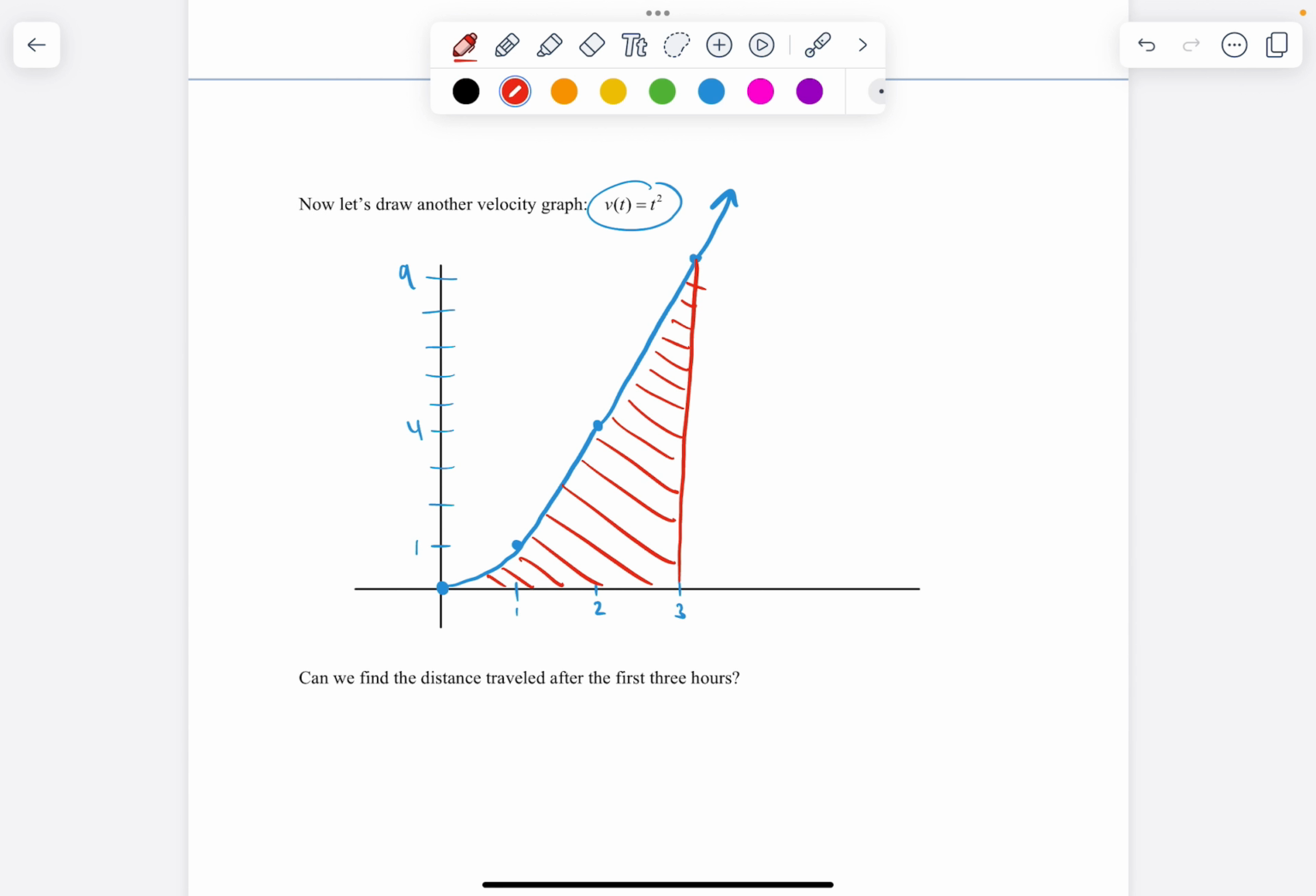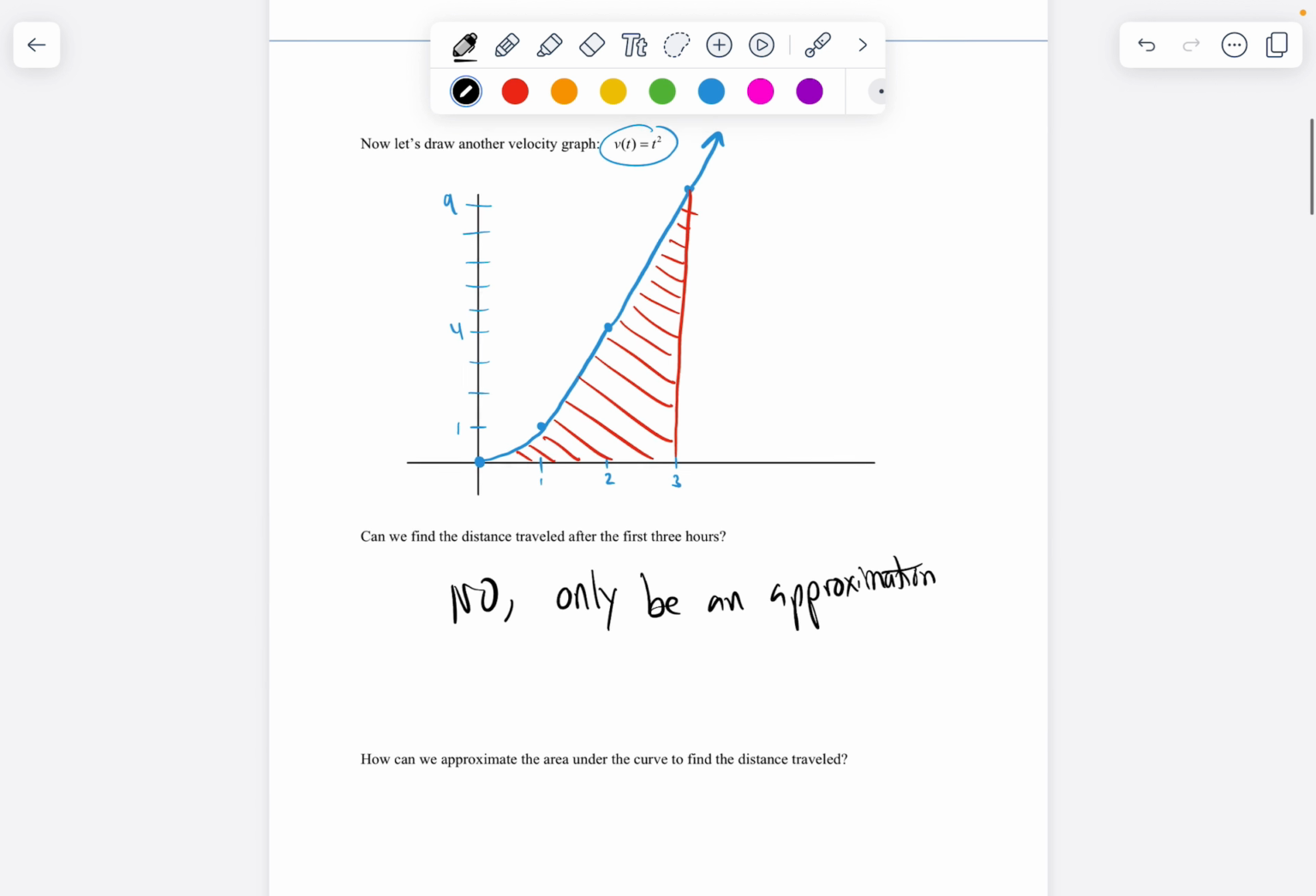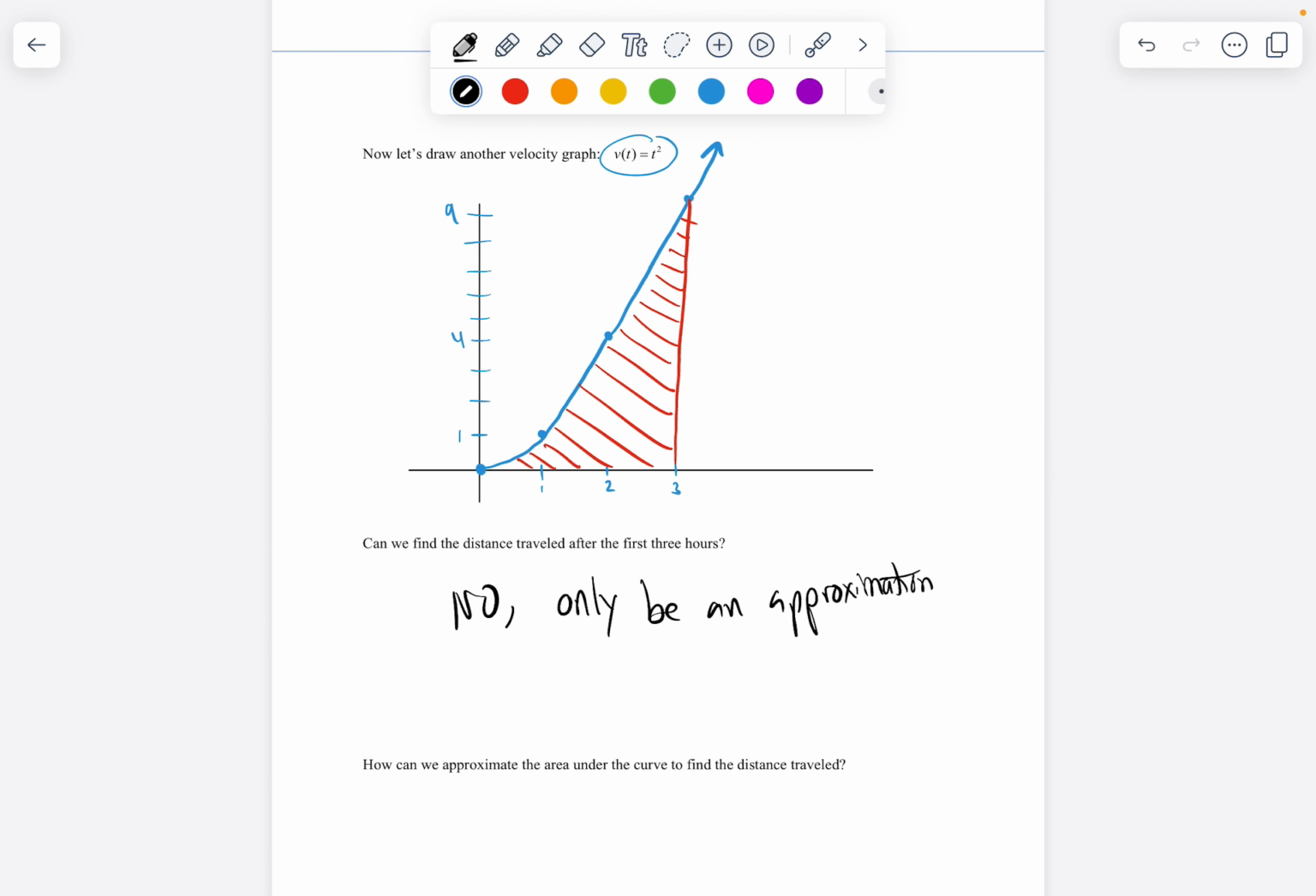So can we find the distance here? No. It would only be an approximation, right? We could maybe do a little weird math and approximate what it would be, but we can't actually find it with what we know now, which we will in the future, okay? So how could we even approximate the area under the curve to find the distance traveled? And the big key for today is we're going to do something where we use rectangles. And you're probably thinking, what the heck are you talking about using rectangles? Well, this is where the Riemann approximation comes into play.